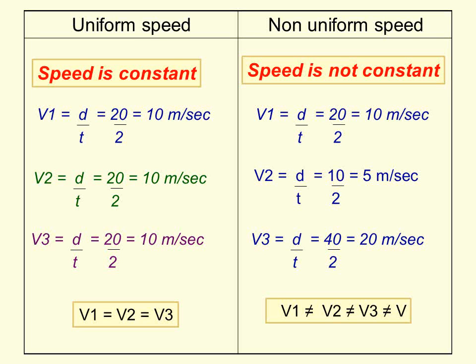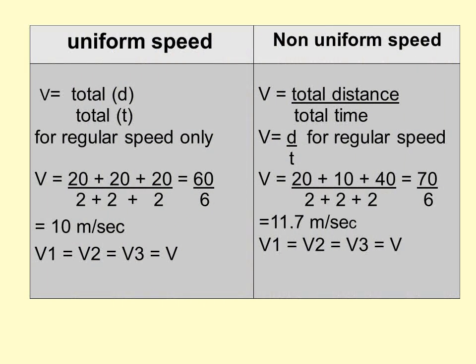So we have v1 not equal v2 not equal v3. Okay, so here we have uniform speed. If we take total distance, as we did before, divided by total time, this means that the body moves with a uniform or regular speed only. We can say that v1 equals v2 equals v3 equals the speed.